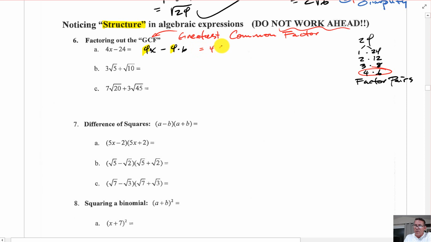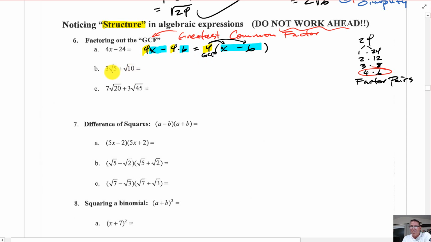Okay, so it's going to be 4 times something. Well, 4 times what? So this is equal to 4, there's your common factor, times what? Well, the remaining factors, x minus the 6, and that goes in here, x minus 6. How do you check? Well, you distribute through, just like you normally would. 4 times x is 4x. 4 times 6 is obviously 24. So you factor out the GCF right there of 4.